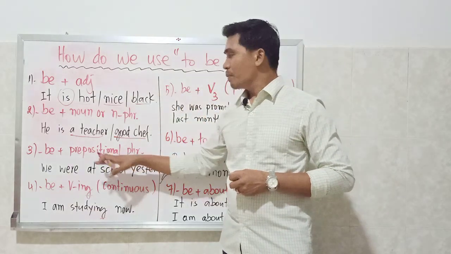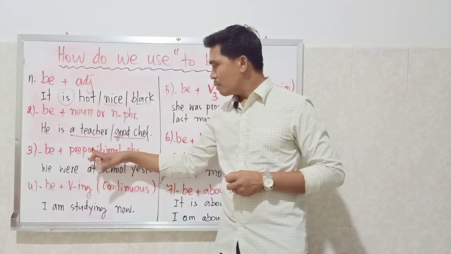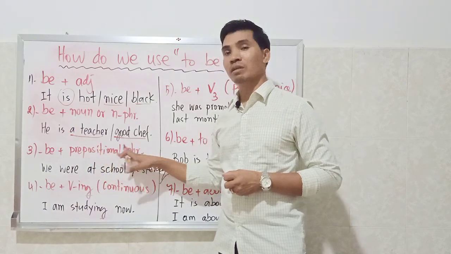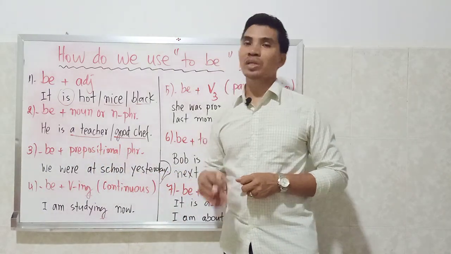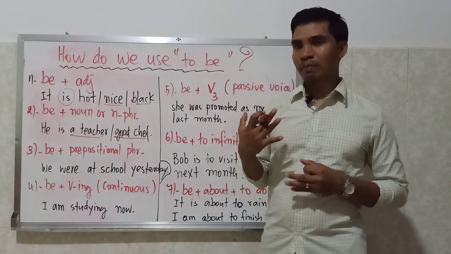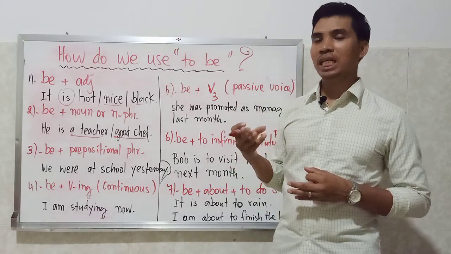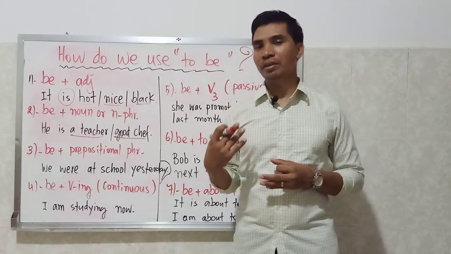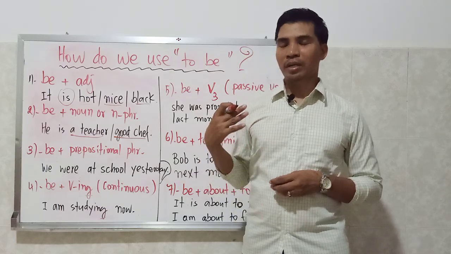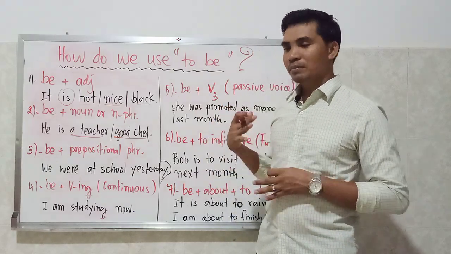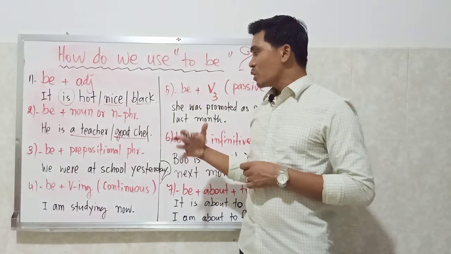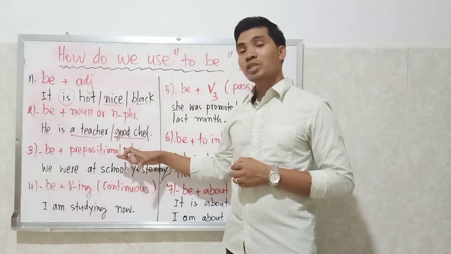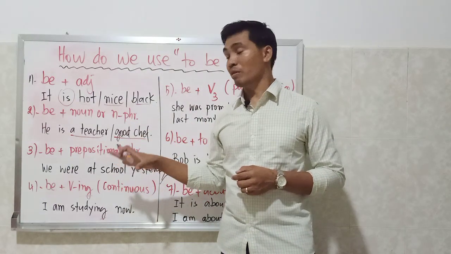Rule number 3, be plus prepositional phrase. Okay, so we know already that the word of preposition like on, in, at, under, above, and so on and so forth. So prepositional phrase can use with verb to be.